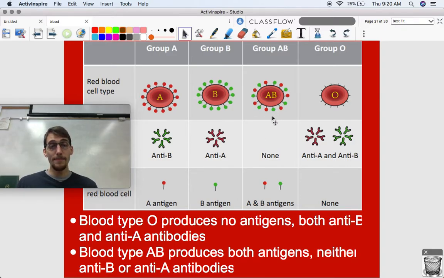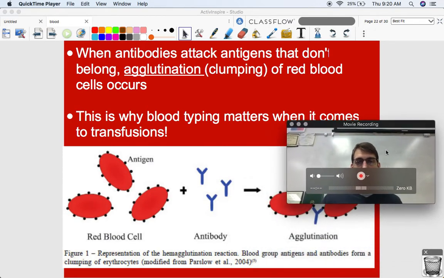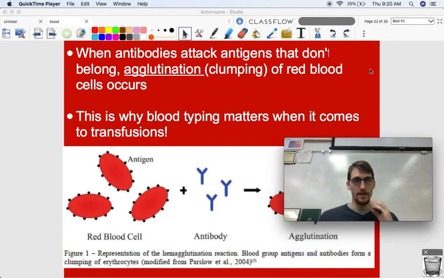So if you're AB, you can receive blood from somebody who's type A, you can receive blood from somebody who's type B, and you can receive O, because you don't have any antibodies. So AB is what we call the universal recipient. And there's one more step that comes to that, but we're going to talk about that in a second.